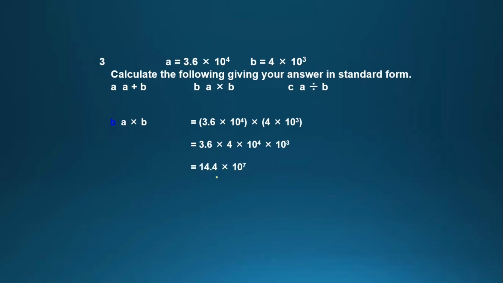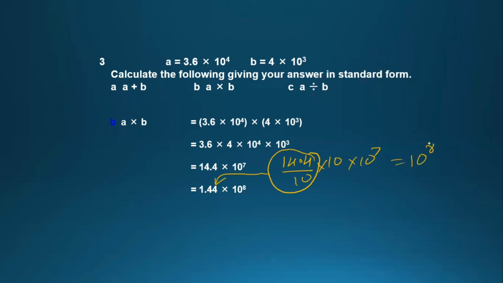Is this in the standard form? No, because this is not a single digit number, right? So if it is not a single digit number, you'll have to divide by 10. So when you are dividing by 10, you are also multiplying by 10. So that is how you get it as 10 to the power 8. So to make 14.4, what did we do here? We multiplied by 10 and we divided by 10. So when you divided by 10, what you got is 1.44. And this 10 into 10 to the power 7, which you got as 10 to the power 8.